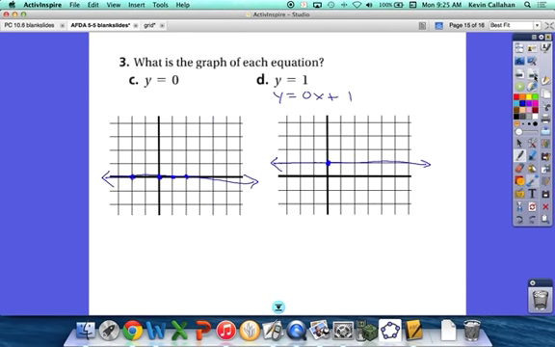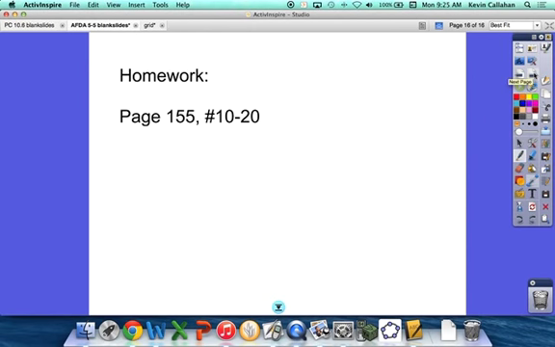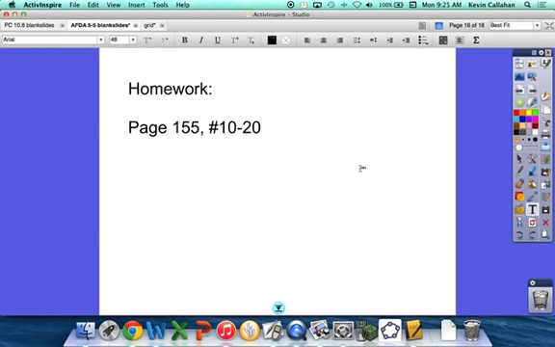Okay. So our homework, that is incorrect. What page is that? 155? 155. I'm sure that is 1 through 20, not 10 through 20. One through 20. They should go fast and you should be working on it. We've got half hour. There's no reason not to be done.